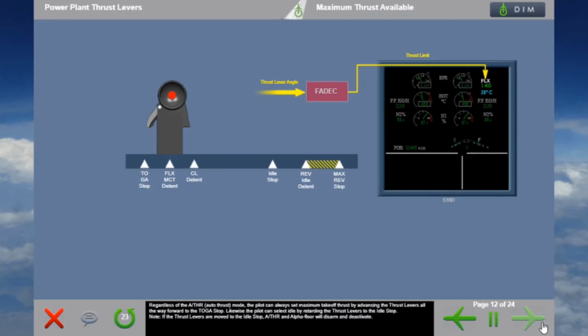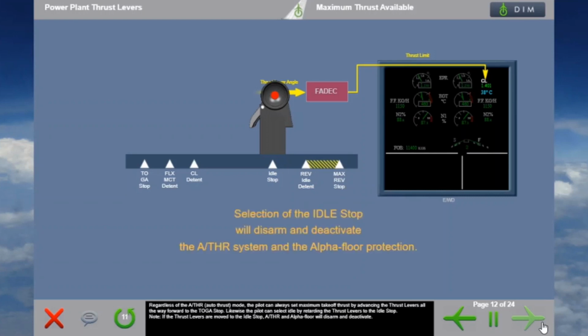Regardless of the auto thrust mode, the pilot can always set maximum takeoff thrust by advancing the thrust levers all the way forward to the TOGA stop. Likewise, the pilot can select idle by retarding the thrust levers to the idle stop. Note: if the thrust levers are moved to the idle stop, auto thrust and alpha floor will disarm and deactivate.